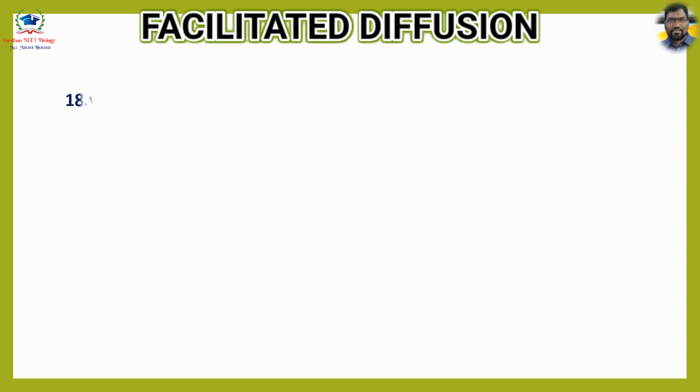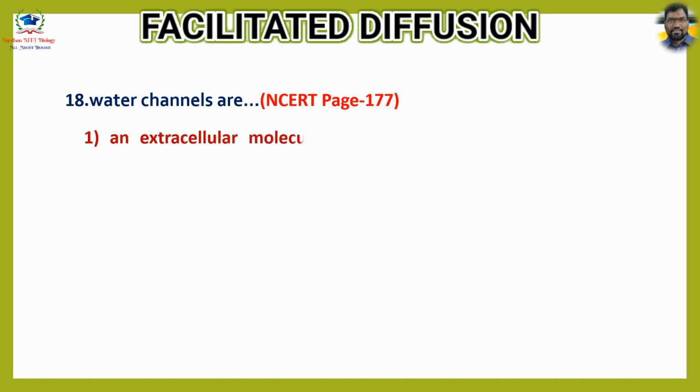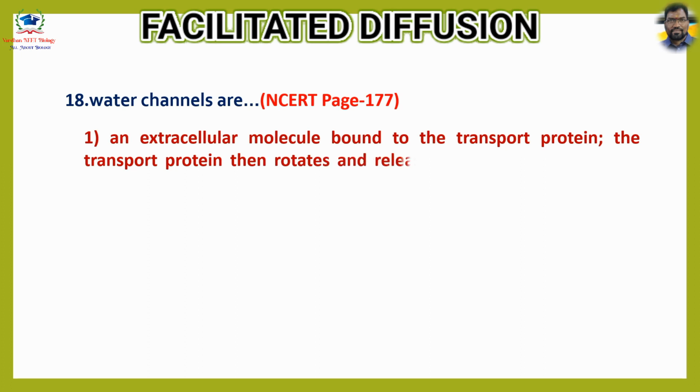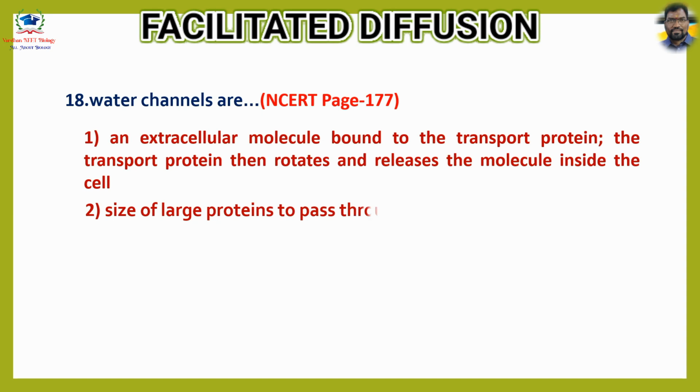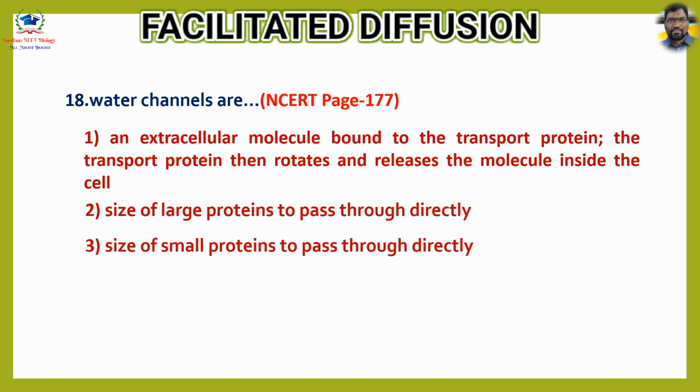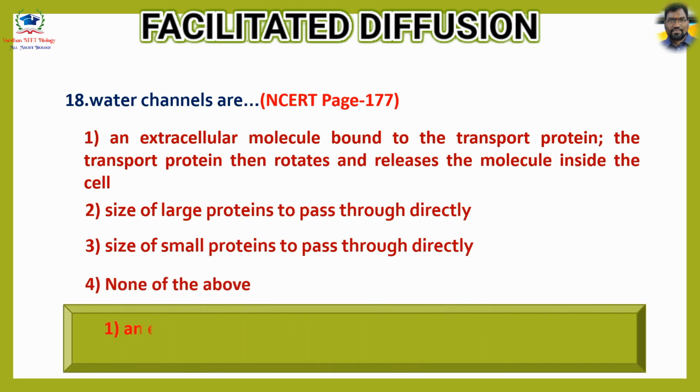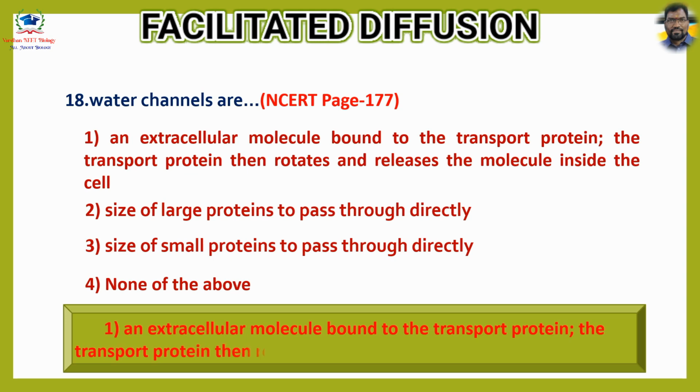Question number 18. Water channels are. Options are 1. An extracellular molecule bound to the transport protein. The transport protein then rotates and releases the molecule inside the cell. 2. Size of large proteins to pass through directly. 3. Size of small proteins to pass through directly. 4. None of the above. The answer is option 1. An extracellular molecule bound to the transport protein. The transport protein then rotates and releases the molecule inside the cell.